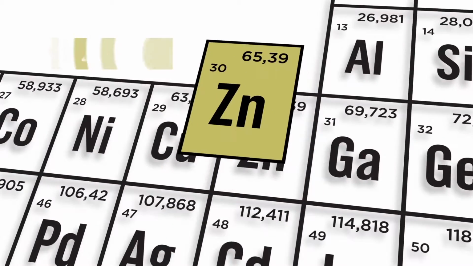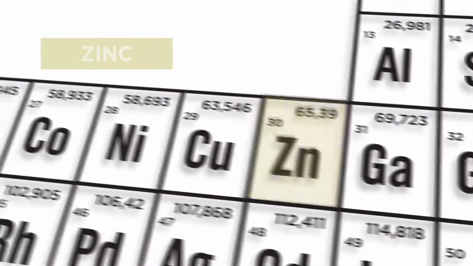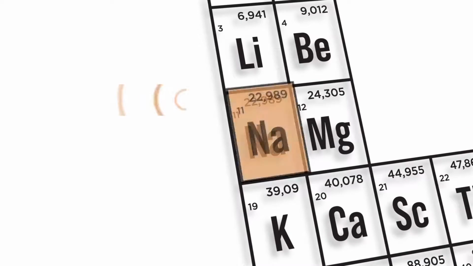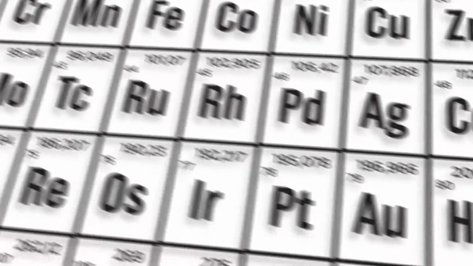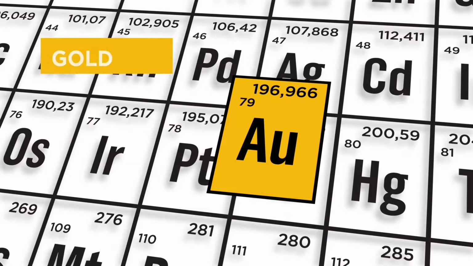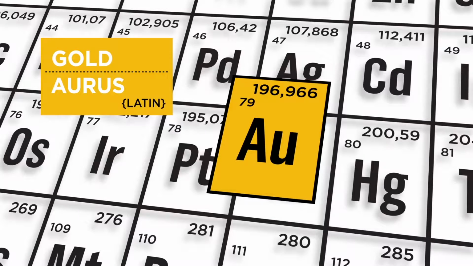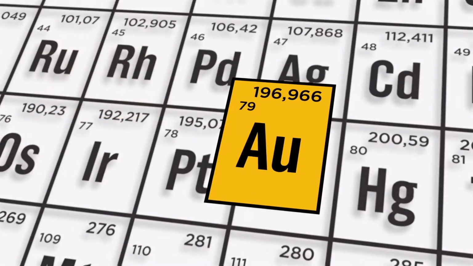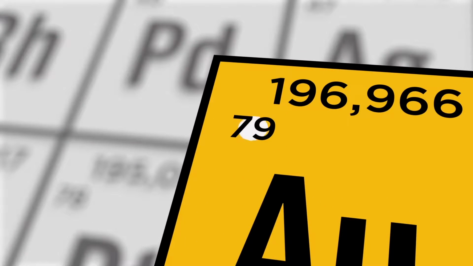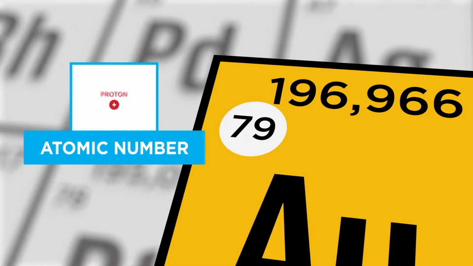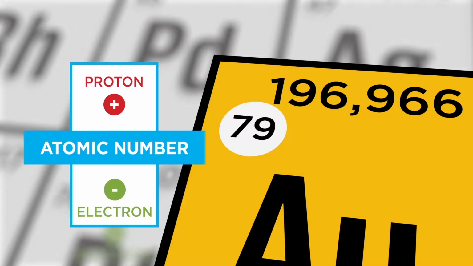Zn is zinc. There are even those who know the chemical symbol for sodium is Na, because it comes from the Latin natrium. Or that the chemical symbol for gold is Au, because in Latin it was called aurus. And also some know the meaning of the numbers that appear next to the letters, like for example the atomic number, which is the number of positive and negative charges of the atom.